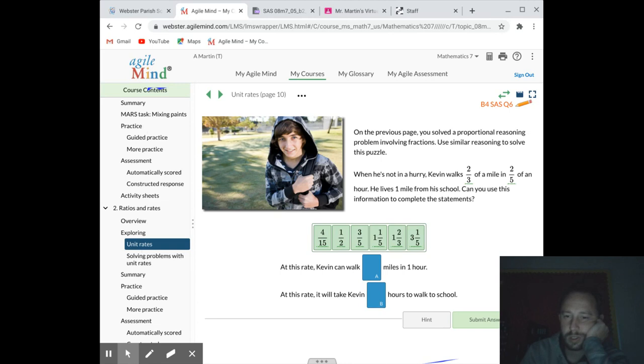Do we divide? Multiply. I think that would work because it says, can you use the information? Yeah, we can use the information, but we just got to figure out what to do with it. So it says he walks 2/3 of a mile in 2/5 of an hour. And it says at this rate, Kevin can walk blank miles in 1 hour.